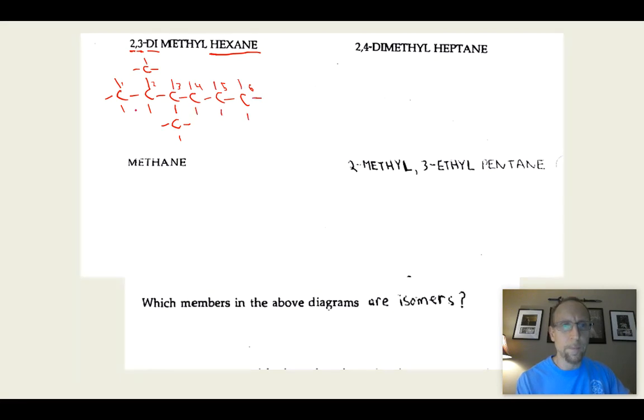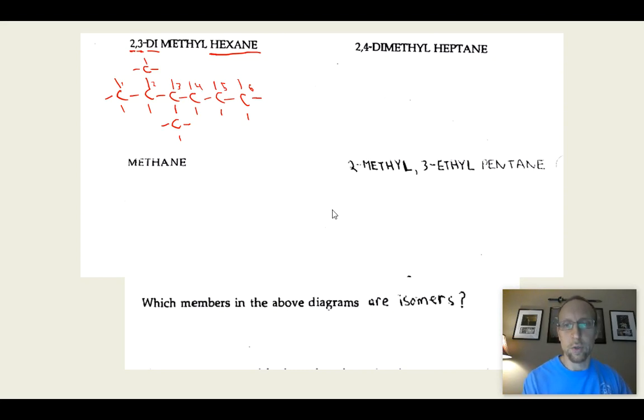And there you go. This is 2,3-dimethylhexane. There are 2 methyl groups, one's on the 2 carbon and one's on the 3 carbon of a 6 carbon alkane. That's it. So why don't you try drawing the other 3 on your own?